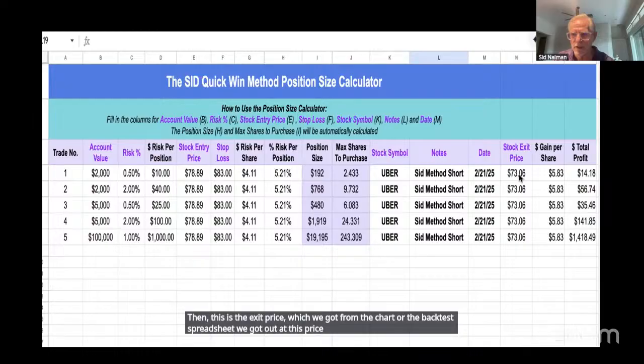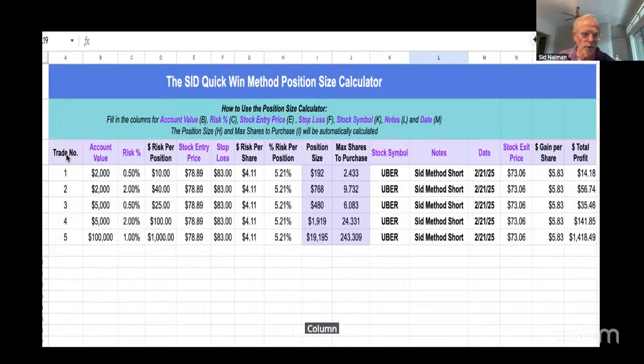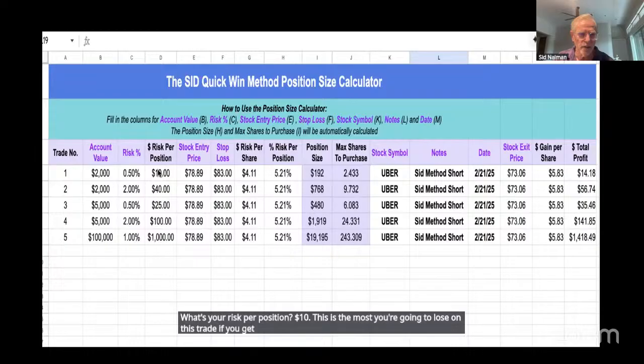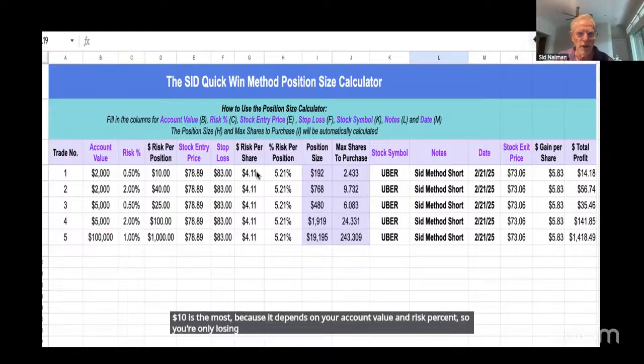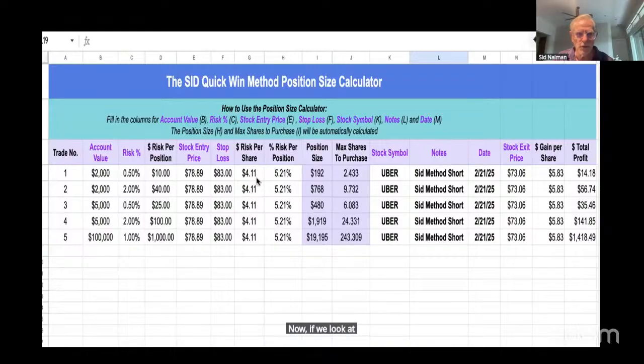Now what happens, the calculator calculates all of these columns that are shown in black. So on this first one, we see the calculator calculates what's your risk per position, $10. This is the most you're going to lose on this trade if you get stopped out. $10 is the most because it depends on your account value and risk percent. So you're only losing 10 bucks. Now, if we look at the risk per trade for $4.11, the percent risk per position, 5% risk.